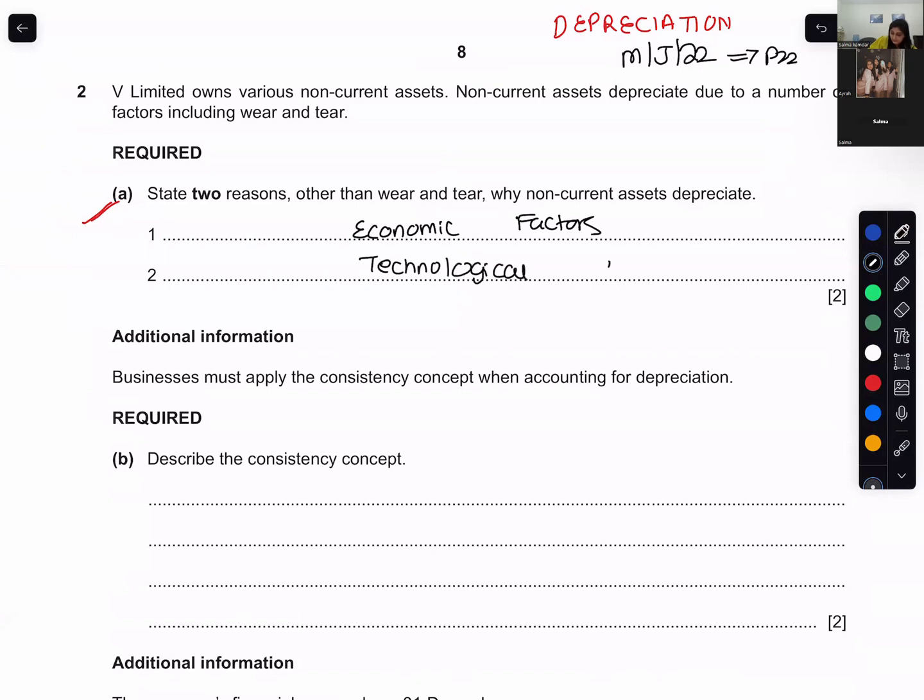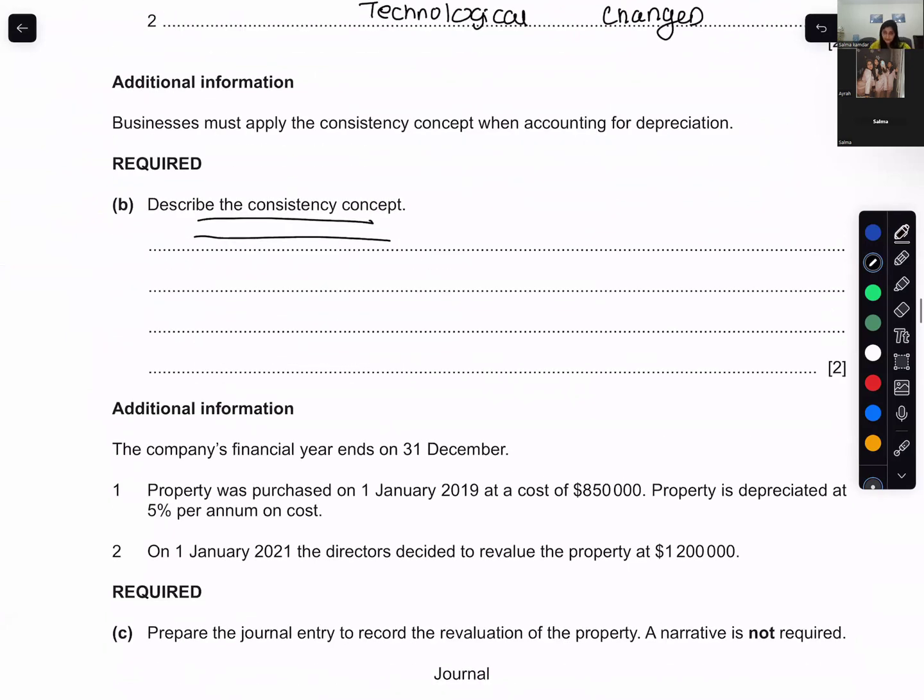Businesses must apply the consistency concept when accounting for depreciation. Describe the consistency concept. The consistency concept is when you keep the method the same every year. You don't change the accounting methods. The accounting methods that you use are supposed to be kept the same throughout the accounting year and going forward as well. So accounting methods used should be followed consistently from year to year.